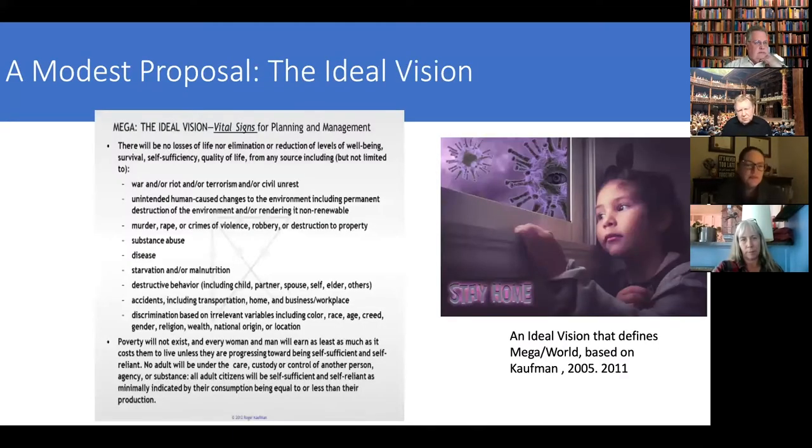If you look at Roger Kaufman's work, he had what he called the ideal vision. This talks about basically, can we solve the world's problems? If you have a chance, go look and read this over. I can't go over it now because I want to move on. But basically he's saying, can we have any impact on substance abuse, disease, climate change? If we can, then we can have impact on the organization.